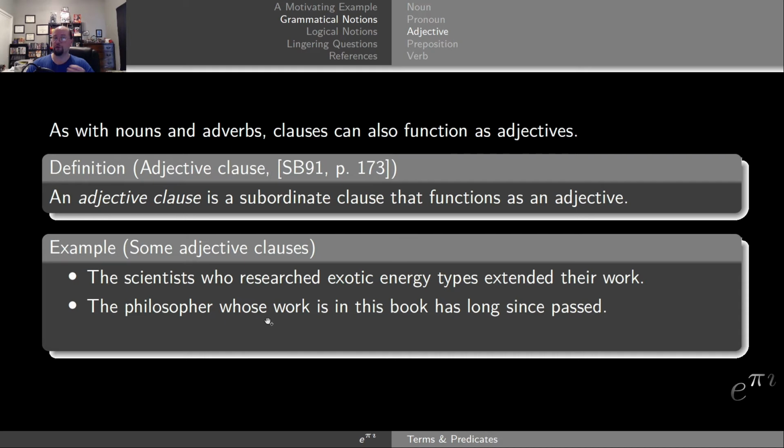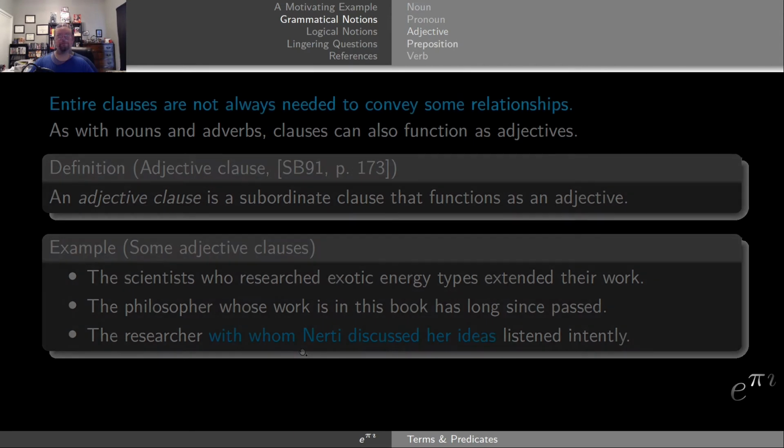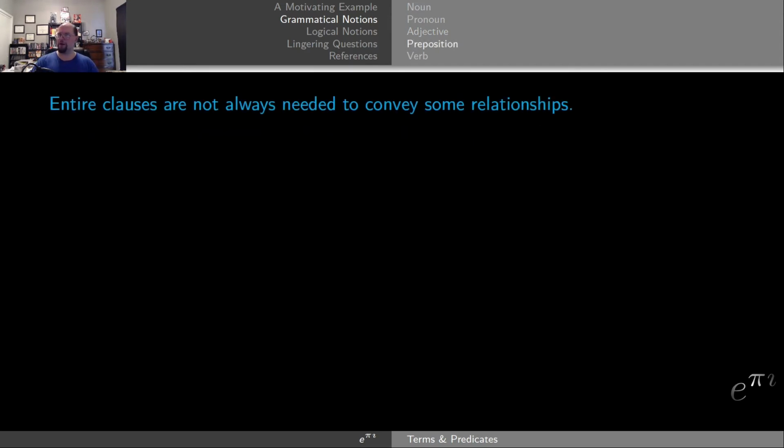Likewise, the philosopher whose work is in this book has long since passed. So, whose work is in this book describes the philosopher in the main clause, the philosopher has long since passed. Likewise, the researcher with whom Naomi discussed her ideas listened intently. With whom Naomi discussed her ideas is a subordinate clause which describes the researcher in the main clause, the researcher listened intently. Now notice that all of these subordinate clauses have a relative pronoun, who, whose, and whom in these cases.